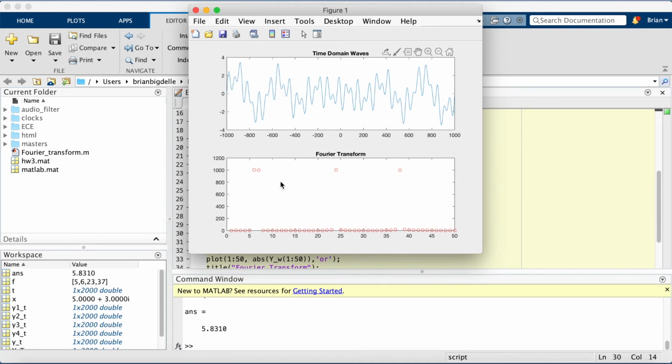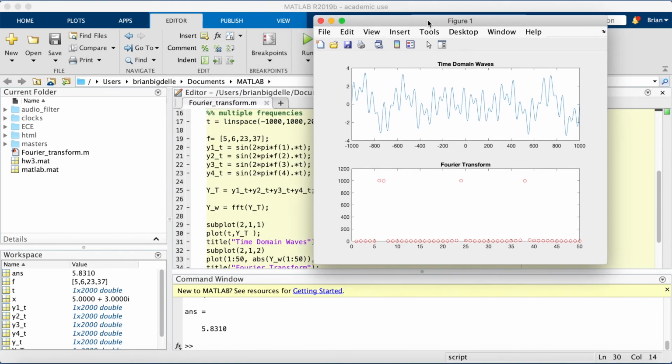itself. But on the Fourier transform, it has found that it has the exact frequencies that I coded it to have. 5, around 6, 23, as you can see from this list right here, and about 37. So that's the power of Fourier transform. It can take this really complicated function, just break it down to most simple frequencies.